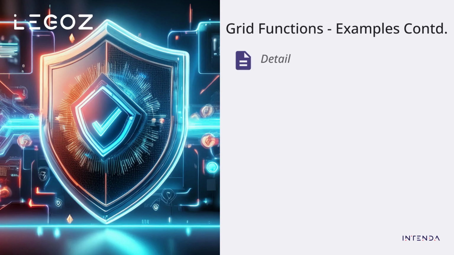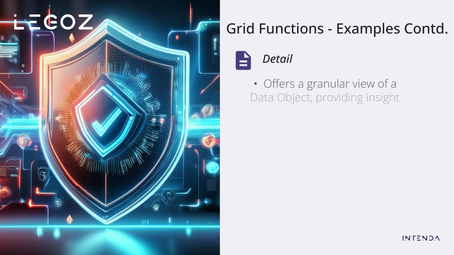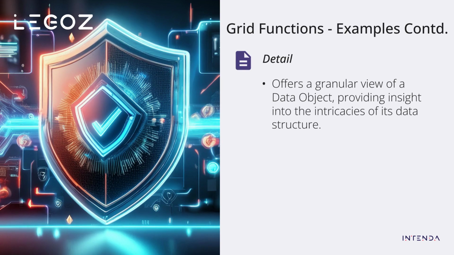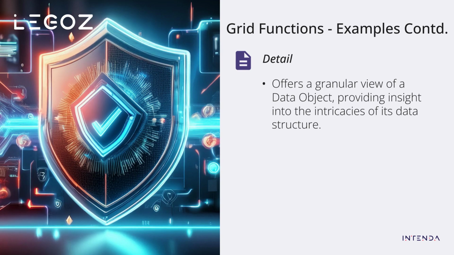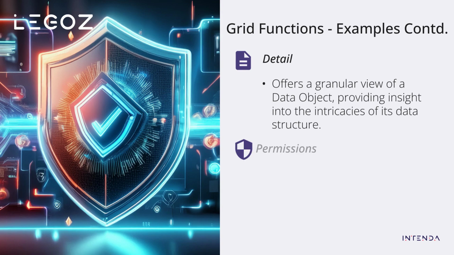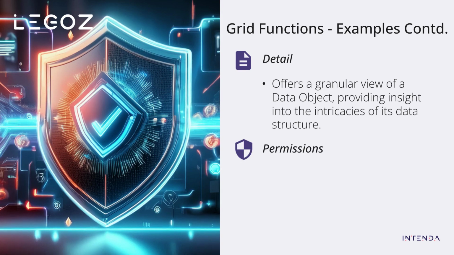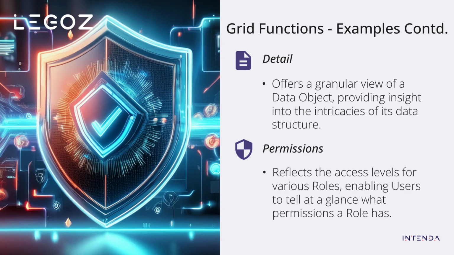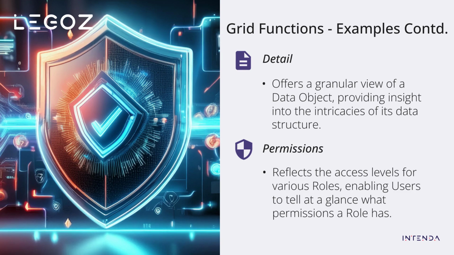The detail function unveils the intricacies of data attributes within an object. From field aliases to data types and expressions, this function provides users with a granular understanding, fostering informed decision-making and precise analysis. The permissions function is pivotal in facilitating access control. It enables users to finely tune access levels for various roles, ensuring data security and compliance on data objects.